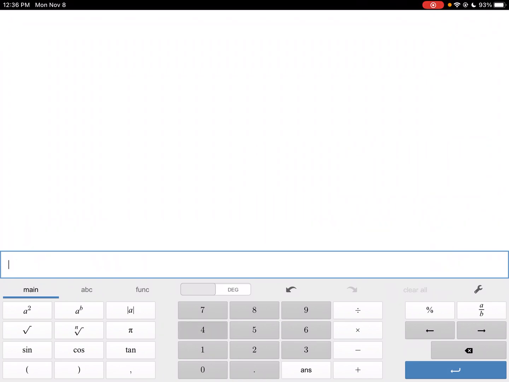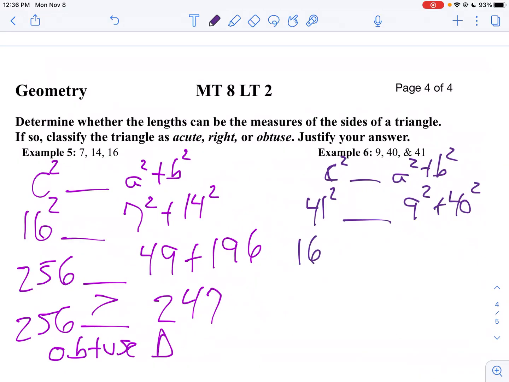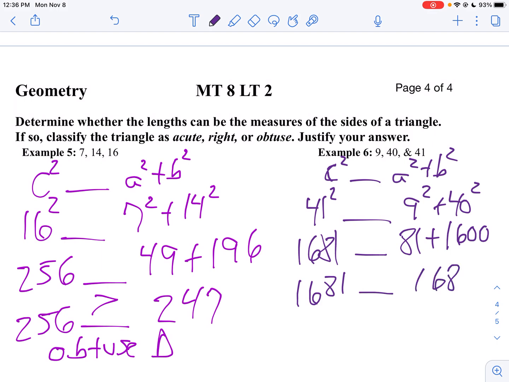So if we're going to take 41 and we square that, we get 1681. I'll compare that with 9 squared is 81. 40 squared is 1600. So 81 plus 1600 is 1681. Oh, they're equal. So that tells me it's a right triangle.